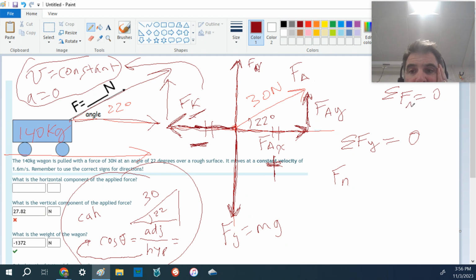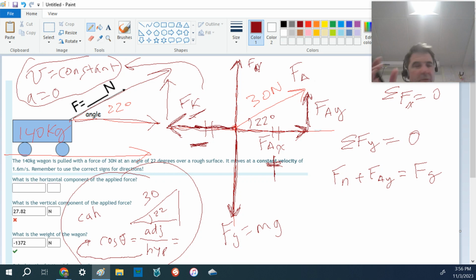The sum of the forces in the x direction equals 0. The sum of forces in the y direction equals 0. That means Fn plus Fay equals Fg, right? So if I want to know Fn, and I think this one is what we're looking for, there's the horizontal component of the applied force, vertical component of the applied force, frictional force in the wagon, weight of the wagon, force of the surface.